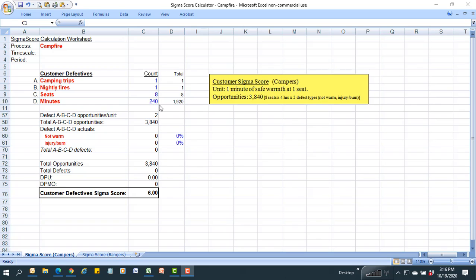Now we might have different numbers of campfires. You can adjust the spreadsheet accordingly, but this is the Sigma Score calculation for a single campfire as we go. So suppose on this particular campfire it turned out that 10% of the time the fire wasn't considered warm enough by the people sitting around it, and maybe 1% of the time it was discharging embers that were hitting people. So as soon as we start racking up defects in our process, the customer Sigma Score starts to fall. So the more defects we have, the lower the Sigma Score going through.